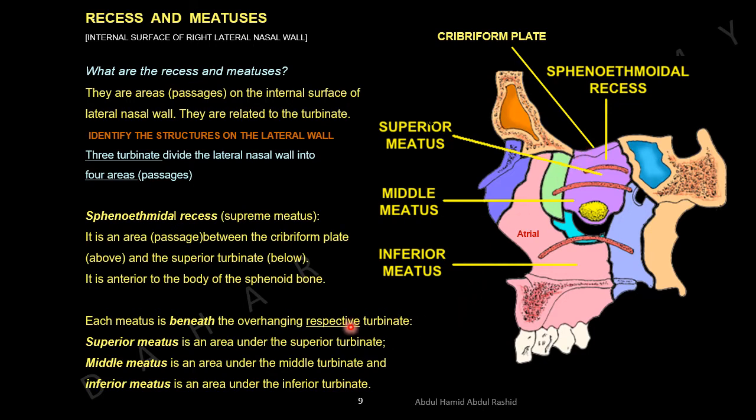Next, we are going to talk about the meatuses. Superior meatus. Superior meatus is underneath the superior turbinate. This is superior meatus. Then middle meatus. Middle meatus is under the middle turbinate. This is middle meatus. Then inferior meatus, which is under the inferior turbinate. This is inferior meatus.